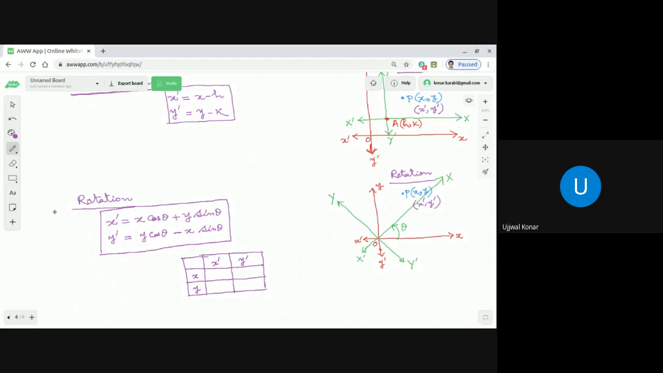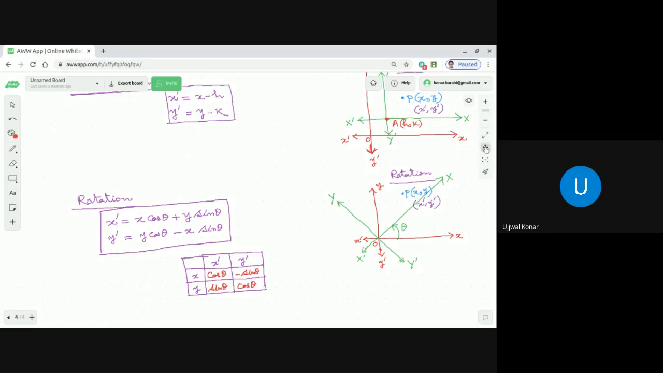So what we are going to write here, dear students, here it is cos theta sin theta. So let me write it in a different color. So here I will write cos theta, sin theta, and here you will write minus sin theta, cos theta.